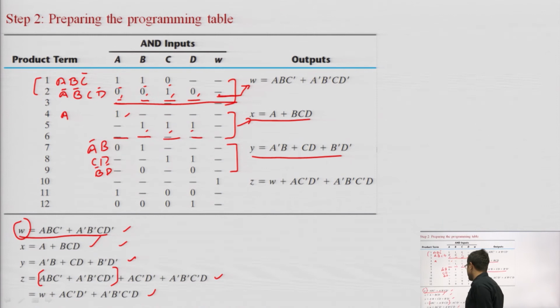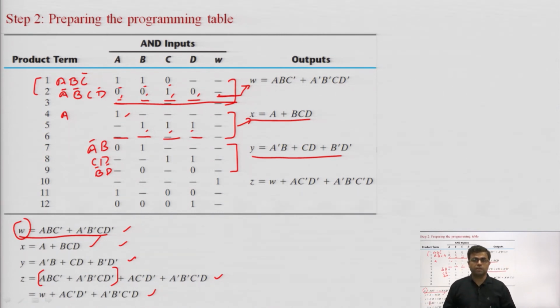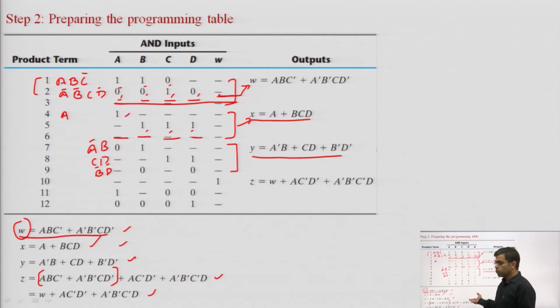And similarly Z is actually having 4 products. But if I had to realize these 4 products, then this question cannot be realized using this arrangement because there is a limit to the number of products entering an OR gate. There can be a maximum of 3 products. So as it is, I would not have been able to implement this. But if I replace this with this W, then the possibility can be there.